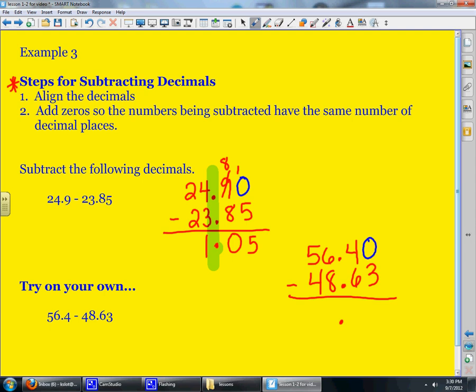You can't subtract 3 from 0, so we have to borrow. 10 minus, oh, this is a 3. 10 minus 3 is 7. We can't subtract 6 from 3, so we have to borrow. So this is a 13, this becomes a 5. 13 minus 6 is 7. We can't subtract 8 from 5, so we need to borrow. It's 15. 15 minus 8 is 7. So your answer should be 7.77.